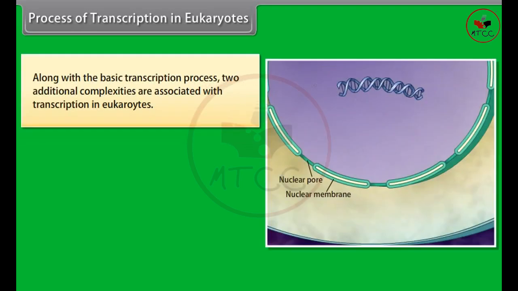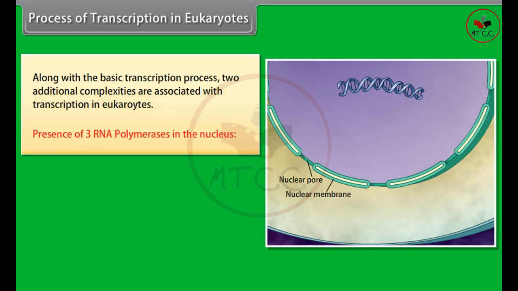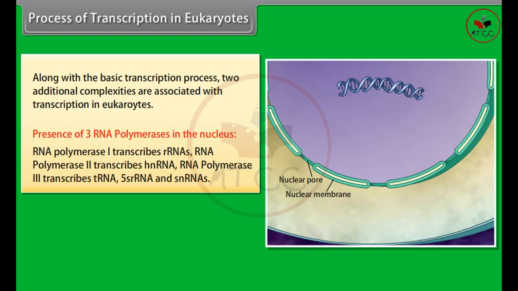Along with the basic transcription process, two additional complexities are associated with transcription in eukaryotes. Presence of 3 RNA polymerases in the nucleus. RNA polymerase 1 transcribes rRNAs. RNA polymerase 2 transcribes hnRNA. RNA polymerase 3 transcribes tRNA, 5S rRNA, and snRNAs.